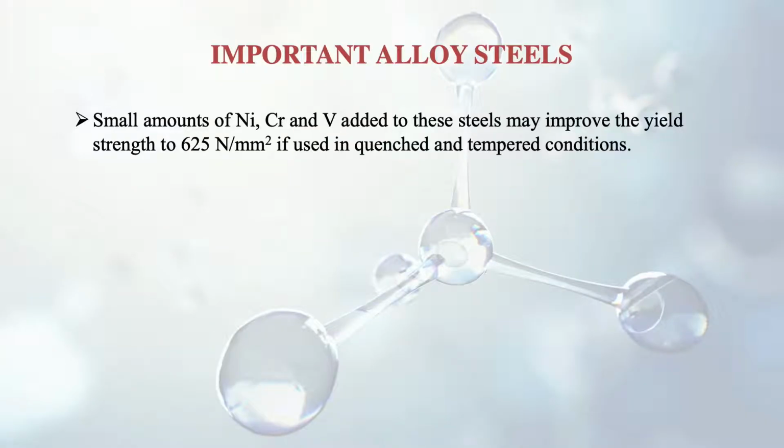So manganese and silicon are important for weldability, like you would be knowing about the welding processes. Wherever we need this, if Mn and Si are there, then we can prevent the brittleness of the structure. Further, small amounts of nickel, chromium and vanadium, when added to these steels, will improve the yield strength to 625 Newton per millimeter square, which is about double what we saw initially. It was around 350, and if you multiply by 1.8, then you get around 625.